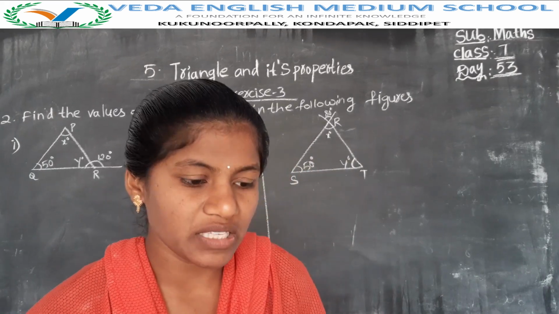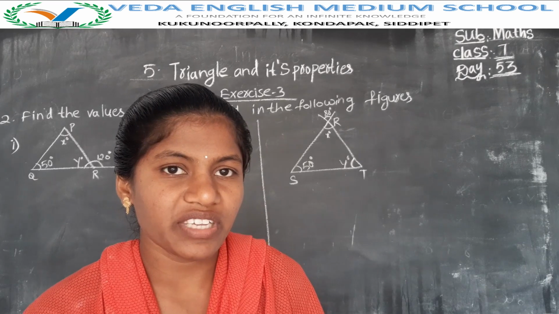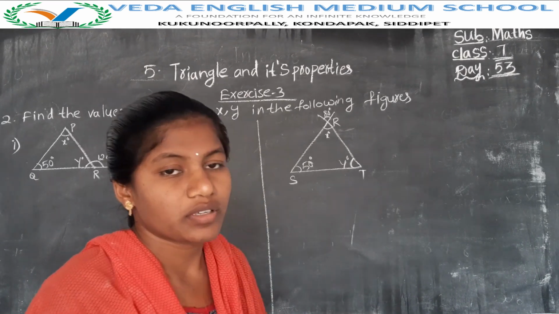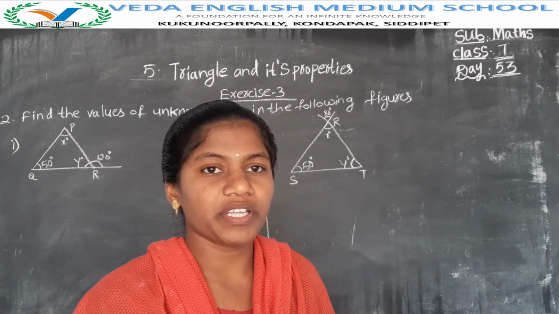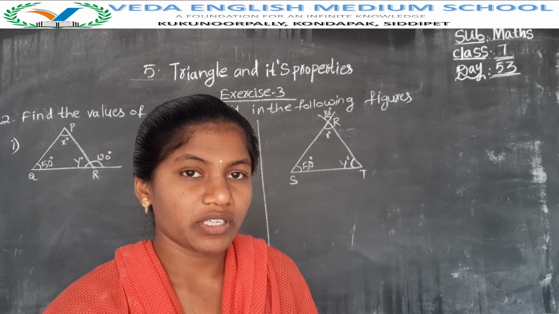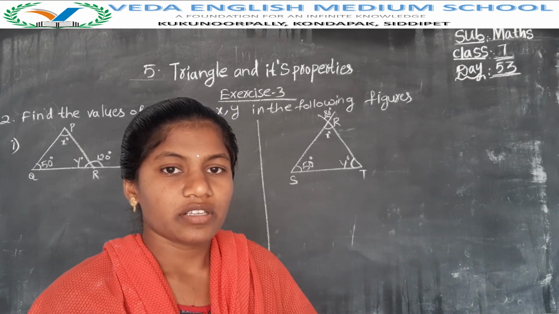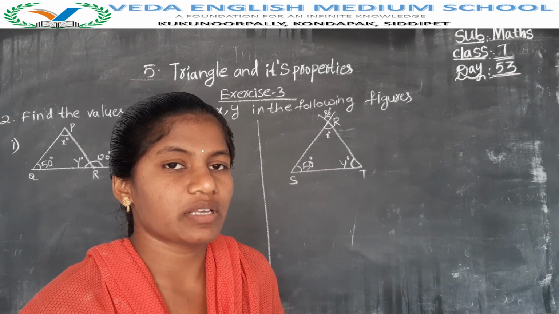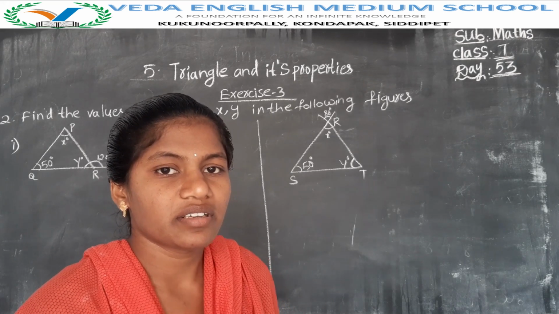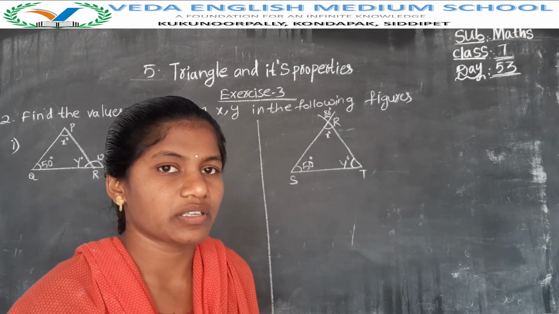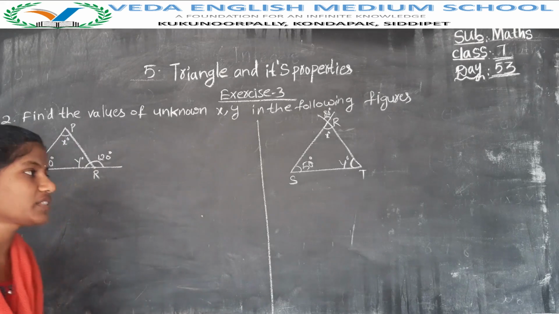In our previous class, we started the 5th chapter, that is triangle and its properties. So what is the triangle's first property? Already we have learned it in our previous class and completed the first bit. Triangle sum property: the sum of three angles in a triangle is always 180 degrees.